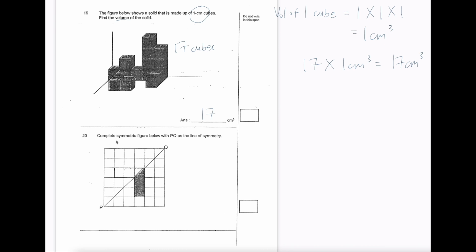Complete the symmetric figure below with PQ as the line of symmetry. I'm going to use a thicker pen to do this, okay? So this is cut diagonally, so we just need to shade here. Okay, and there you have it, it's symmetrical. Okay? In exams, when you have your physical paper, what you can do is actually just flip your paper. Okay? When you flip your paper, you can see it closely. Okay? For those who cannot see why this is symmetrical this way.